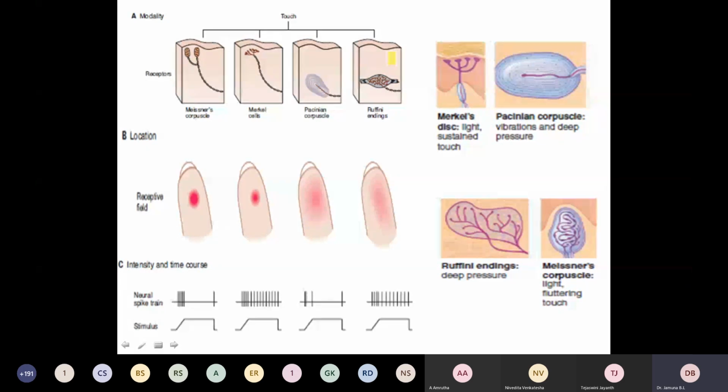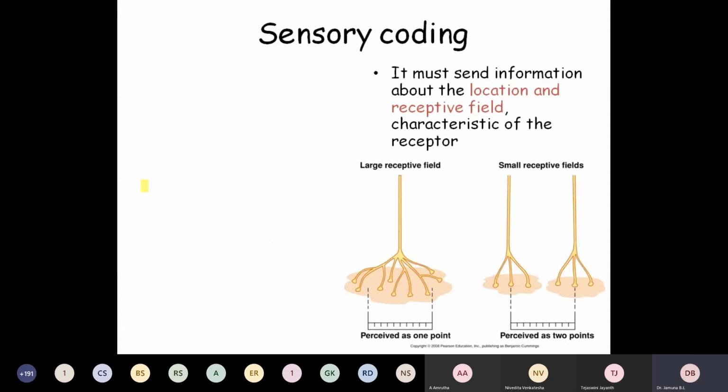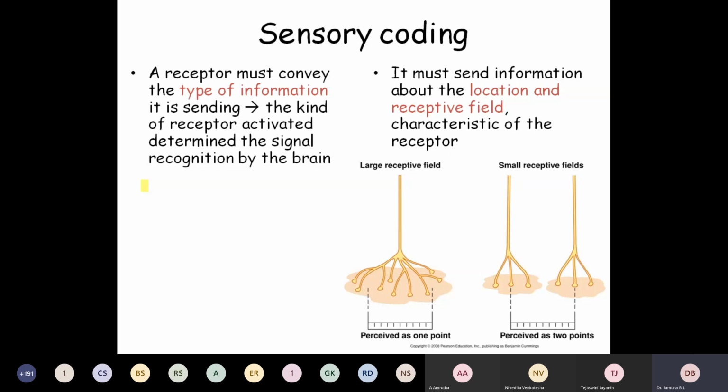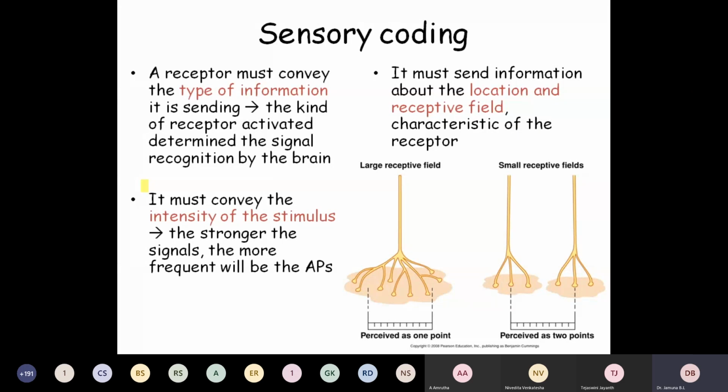So depending on all these things, these are the four important properties of a stimulus which need to be integrated at the central level. And then the sensory coding. First, the receptor must convey the type of information which it is sending. Second, it must send the information about the location, and the receptive field, which is characteristic of a receptor. And then it must convey the intensity of the stimulus.